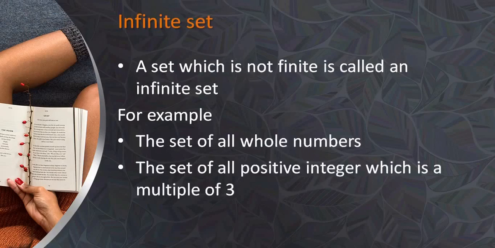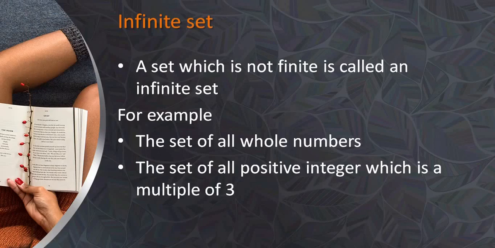And the fourth one is infinite set. The set which is not finite, it means which is not countable, is called an infinite set. For example, the set of all whole numbers. In this case, the whole numbers will keep on coming since the number at which it should stop is not defined. Thus, it is an infinite set.